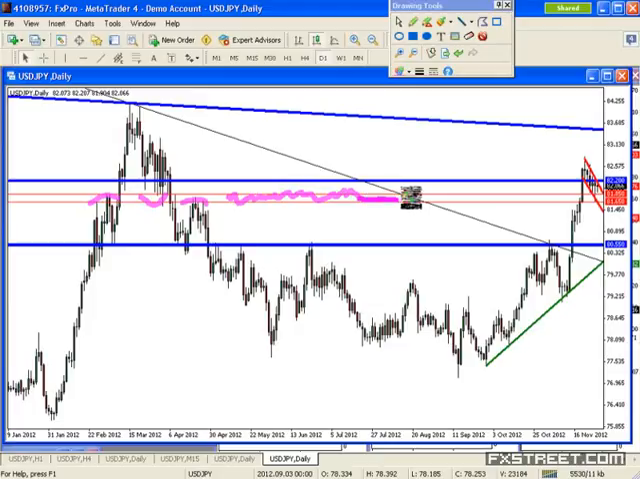So if you extend that 20 pip zone, you can just make out, and I'll show you this on a short time frame, yesterday's low pretty much right at, or actually very close to, about 81.75, the middle of that 20 pip zone.